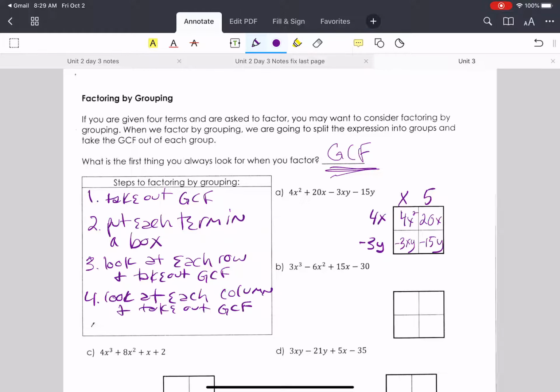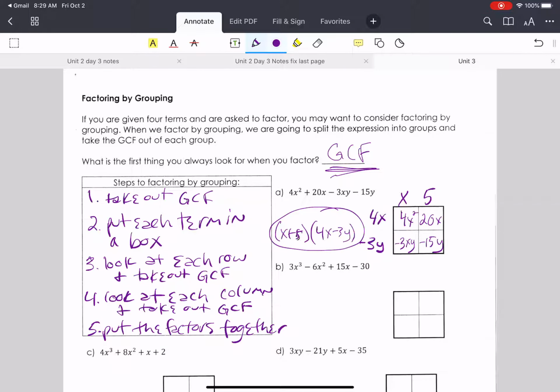Okay. Last step, 5. Put the factors together. So my factors, remember when we did this before? Didn't we write our parentheses on the outside of my box, right? So my factors are x plus 5 and 4x minus 3y. Yeah, we're doing the reverse. We used to multiply them together, and now we're taking them apart.